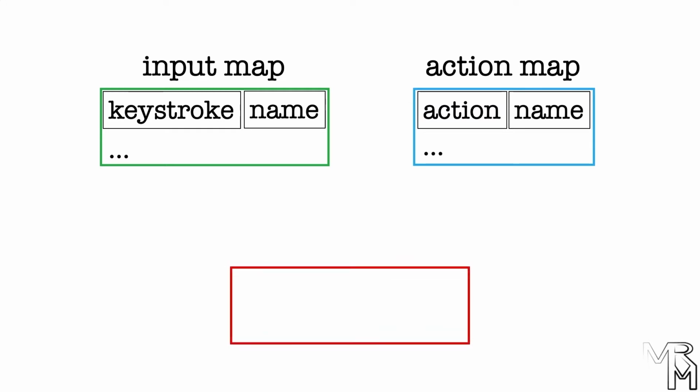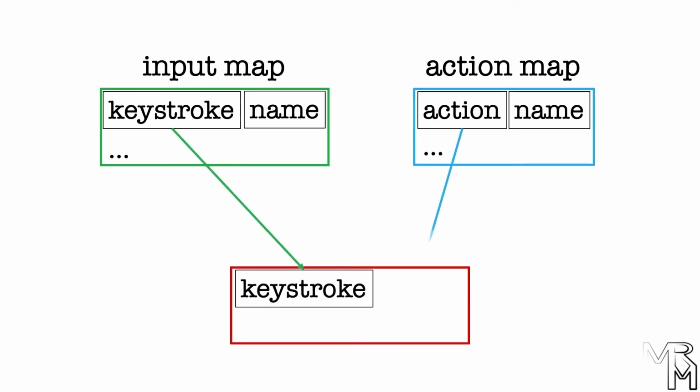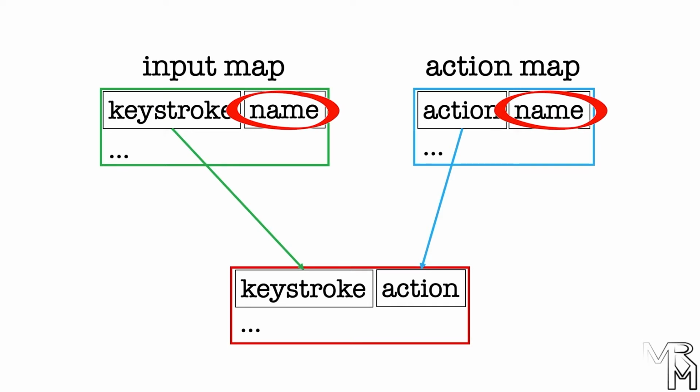Finally, our program gets both maps and matches the keystrokes with actions using the names that we gave the keystrokes and actions. Why can we not just add both keystrokes and actions into the same map, you say? Well, there's a reason for that, which we will not cover in this video.